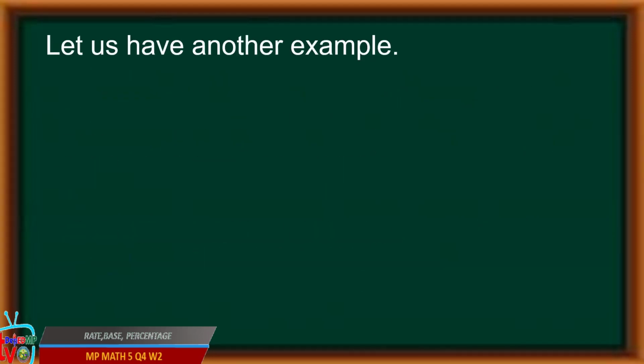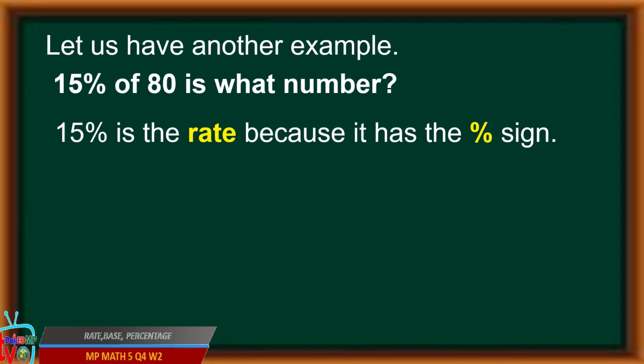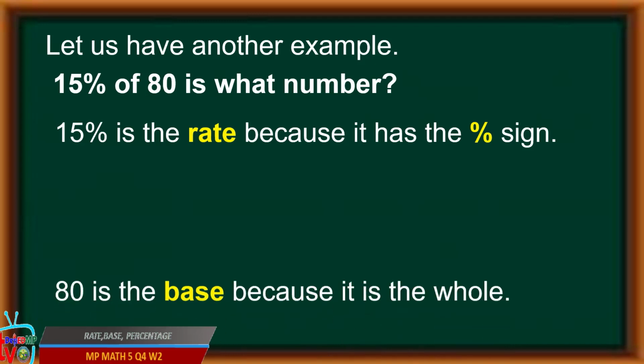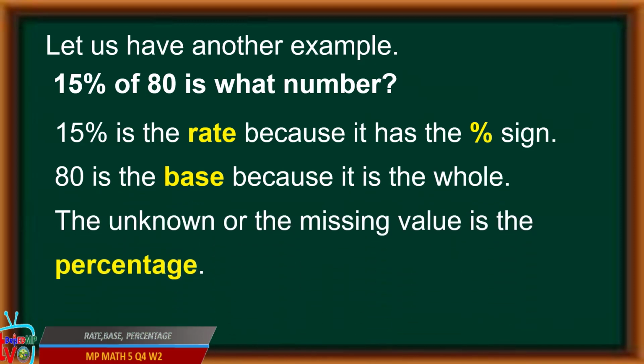Let's have another example. 15% of 80 is what number? 15% is the rate because it has the percent sign. 80 is the base because it is the whole. The unknown or the missing value is the percentage. And what is it? Very good. It's 12.